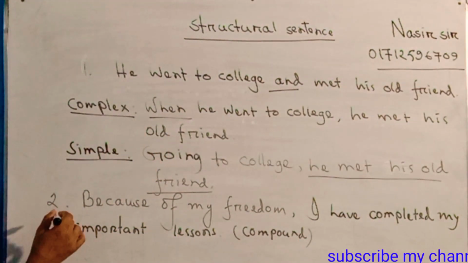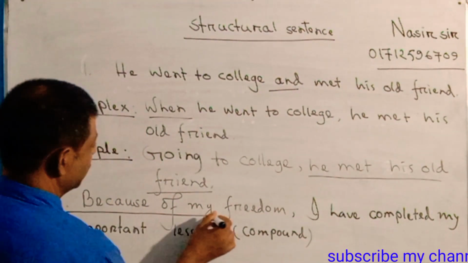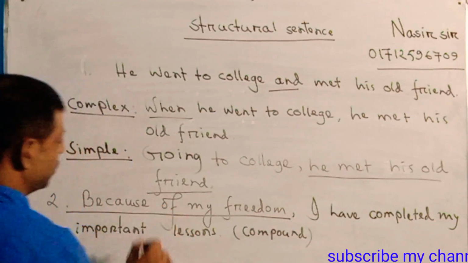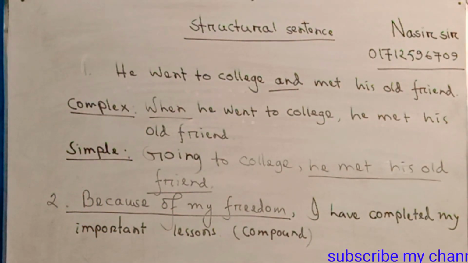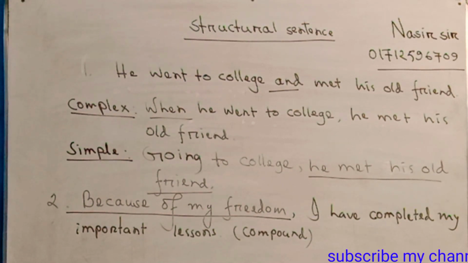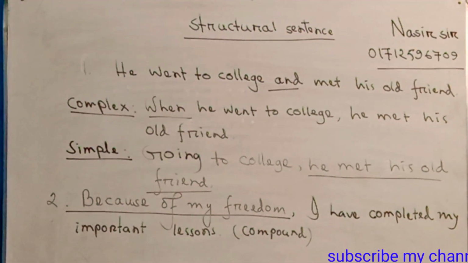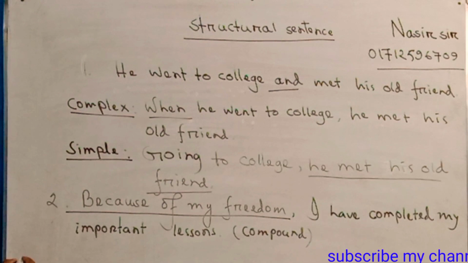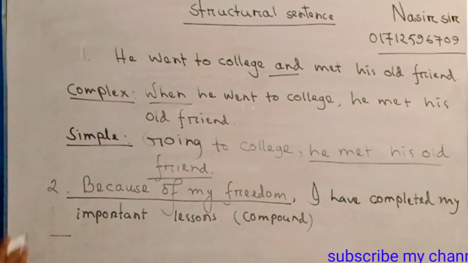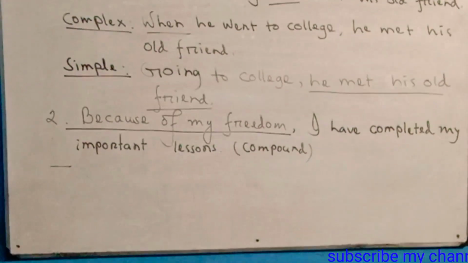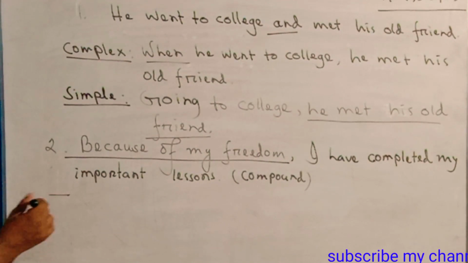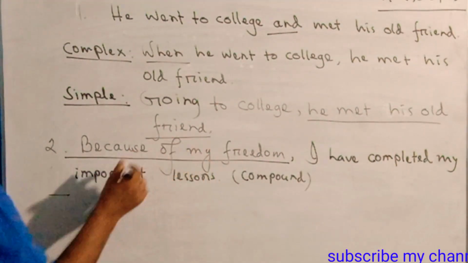Here is the prepositional phrase mentioning reason. Because of my freedom, I have completed my important lessons. Why, how have you completed your important lessons? Because of my freedom. Make it a coordinate clause. Make a principal clause.